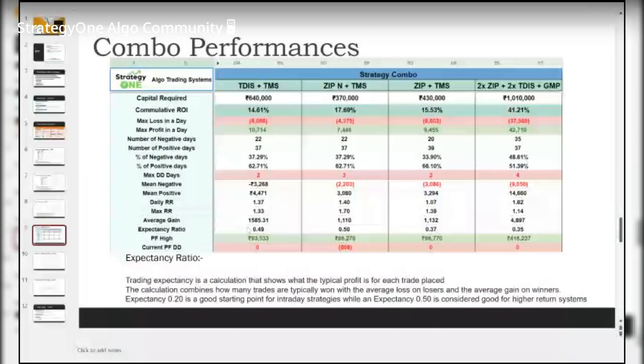Let's say your overnight strategies will have higher drawdowns, but despite that, even a good return of 15.5%. The positive days are much higher, but the expectancy is lower. So if someone asks me what is a better combo, TMS plus ZipN is a better combo from the data rather than TMS plus Zip.